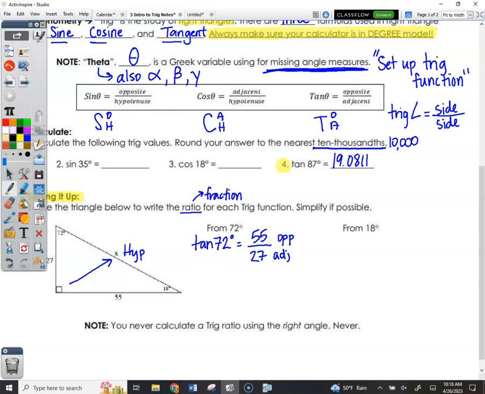Now I want you to repeat this exact same thing, but over here from what angle? 18. So set it up. Tan 18 equals fraction bar. Fill in your fraction with what's opposite of 18 and what's adjacent to 18.